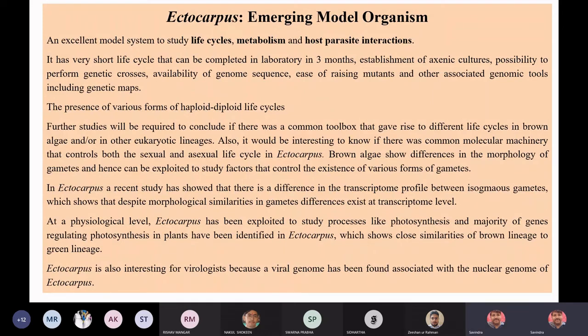There are so many things. Because of that, Ectocarpus is one of the easiest materials to study. That's why it is emerging as a model organism. Like Chlorella has its own special feature, Spirulina has its own, Chlamydomonas has its own, but along with all those things, Ectocarpus has something very unique.